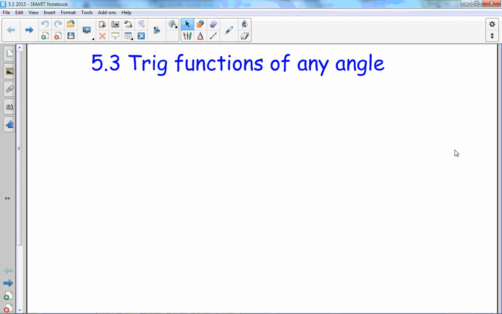So this is trig functions of any angle. Now what you're going to be doing is a lot of finding ratios. Okay, so we can find our ratios from a triangle, right? Now the other way that we find ratios is the unit circle too, right? So remember, the x coordinate is the cosine, the y coordinate is the sine, the tangent is the sine over the cosine, the cosecant is the reciprocal of sine, and so forth.